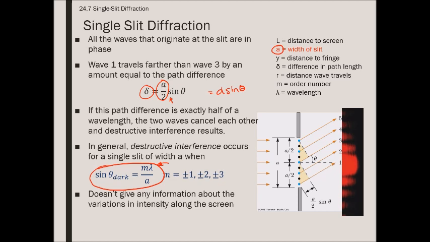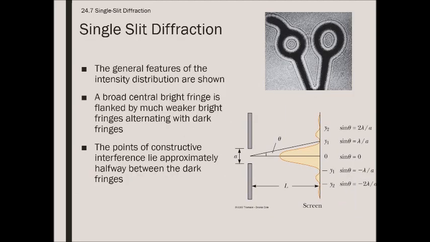But this doesn't give us any information about the variations in the intensity. We know that this is a maxima, that the curve goes like this. We'd have to do more complicated mathematics to get that level of detail. We even see single slit diffraction on macroscopic objects such as this scissors handle. The general features of the distribution are shown. Again, we're going to be more concerned with the minima than the maxima for the case of single slit diffraction, but it's not a constant intensity. It certainly is a variable intensity. So we're going to try to pinpoint where the center of those dark areas are.